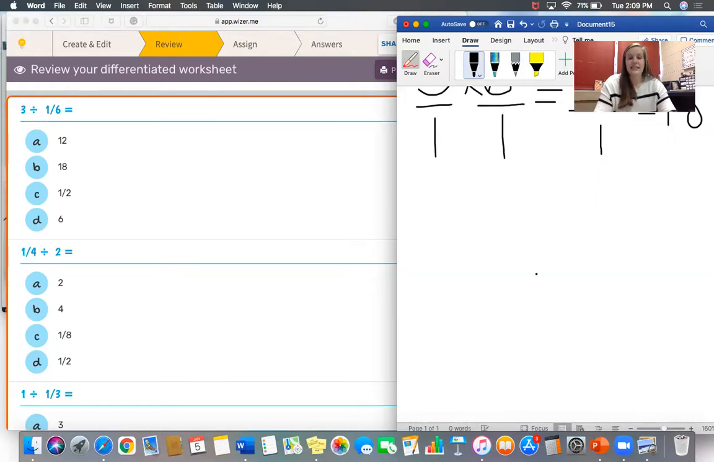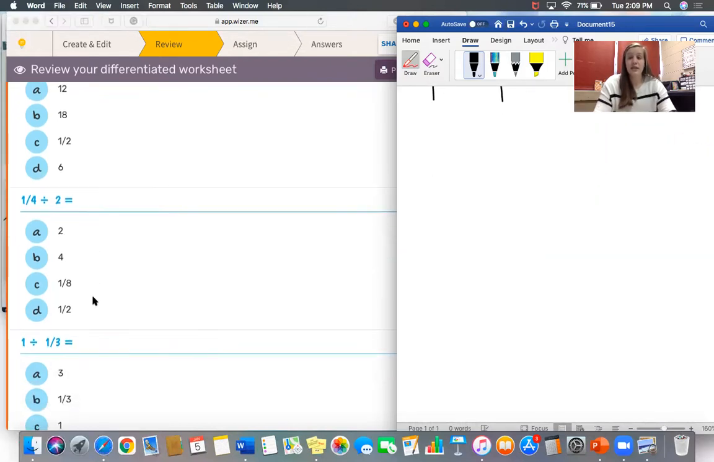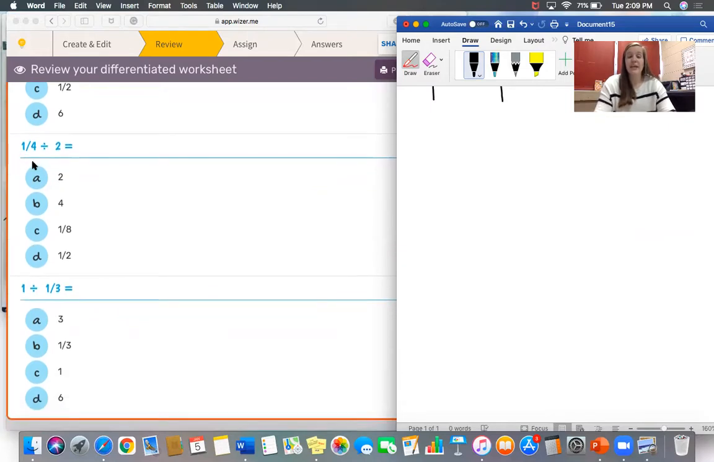Alrighty, let's look at that second problem. Remember, we're going to use keep, flip, change. So we keep 1 over 4. We change our 2, which we know we already did in another problem, right? Instead of having 2 over 1, it's now going to be 1 over 2. We're going to change our division sign to a multiplication sign. We have 1 times 1 equals 1, and 4 times 2 equals 8.